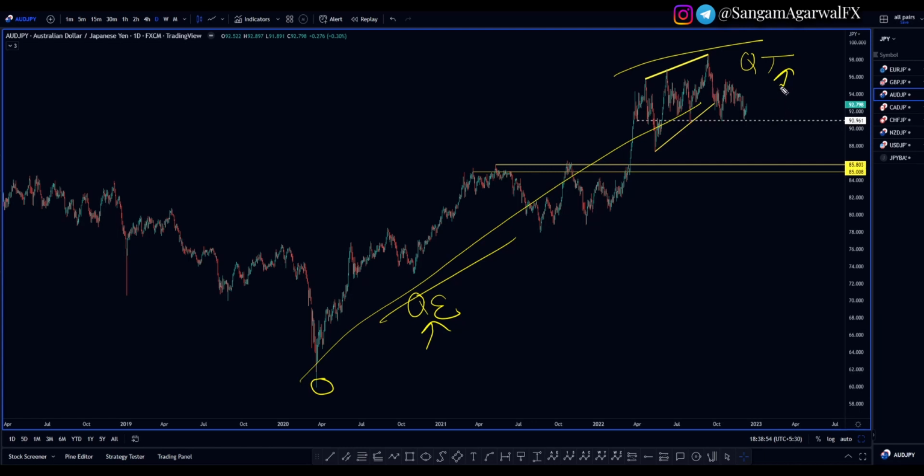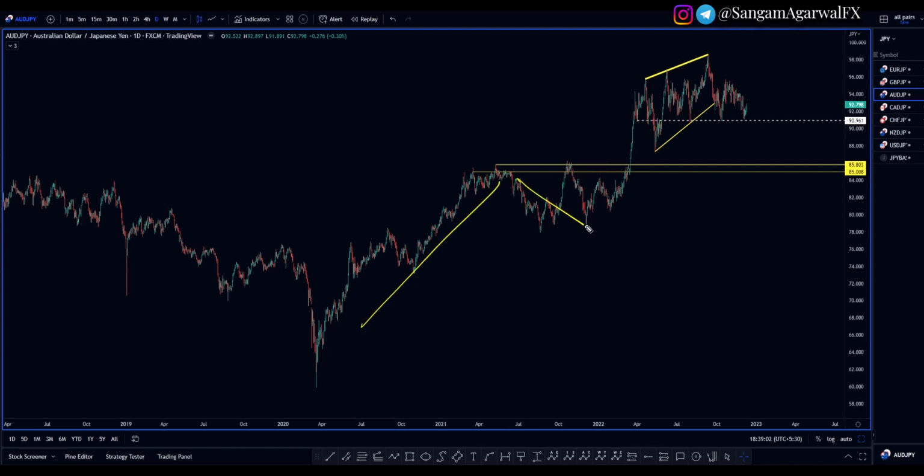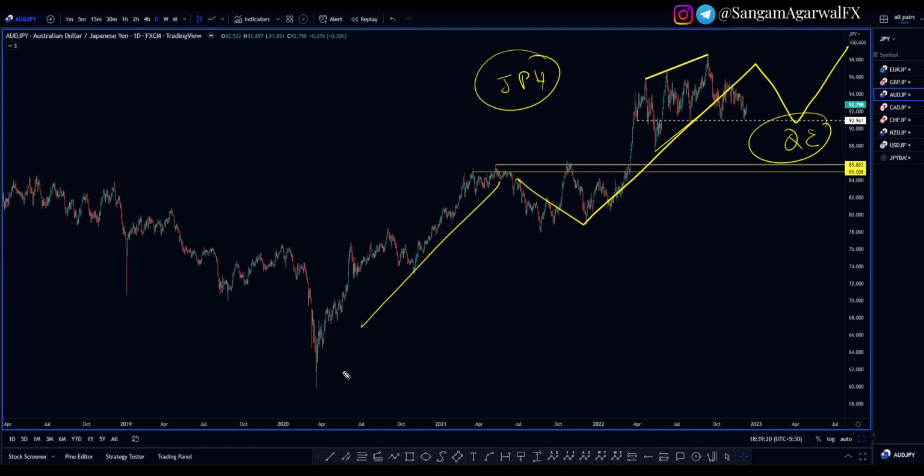And after QT, which is ending this year, next year the Fed will again start QE. So if this thing repeats, then on QE monetary policy this pair can again go up. But first this depends on JPY, that the Bank of Japan will do the same monetary policy, and if their monetary policy changes, then this pair can come down.